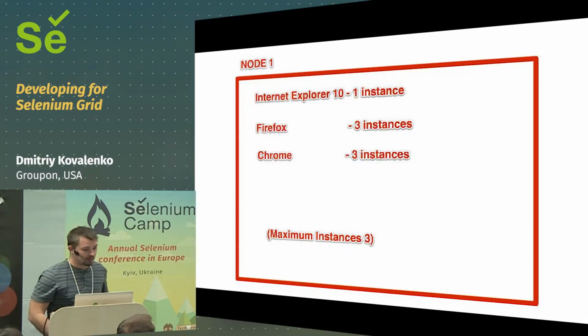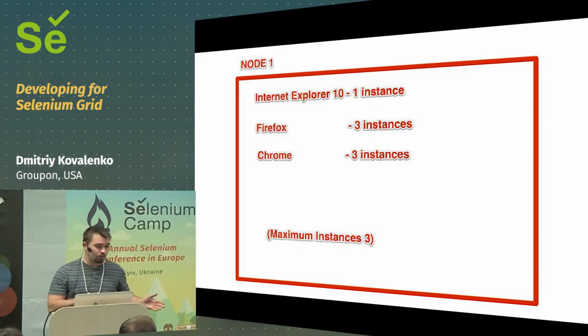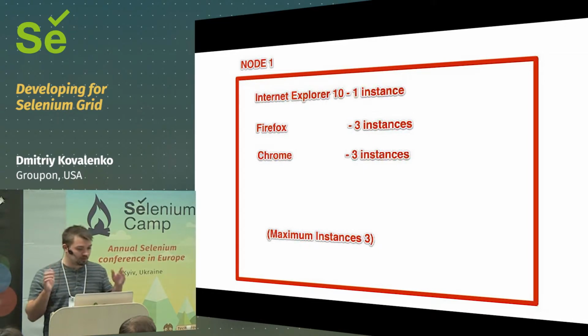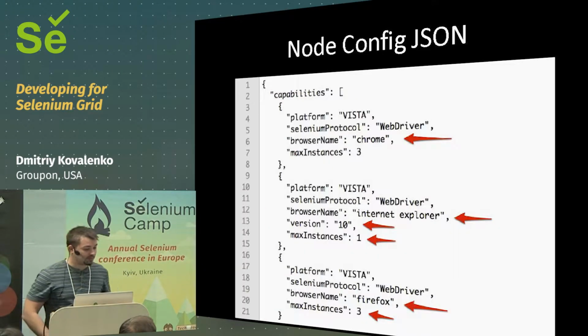Each node then can declare that, hey, I have Internet Explorer 10. I can run one instance of it. I have Firefox, 3 instances, and Chrome. And then I can only run 3 tests of any combination at a time. And if you look at the config, this is where it is visible: max instances at the bottom.